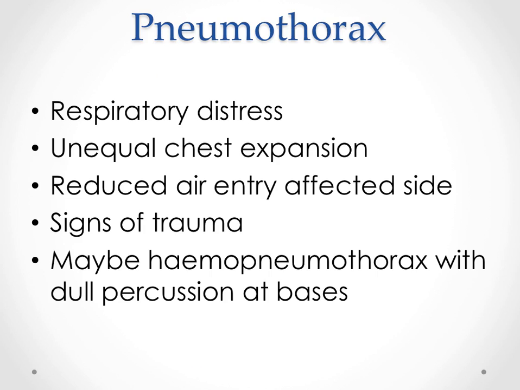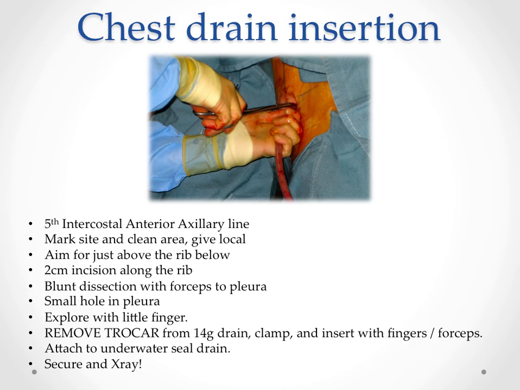If you suspect the patient has a pneumothorax, the signs may be one of a trauma patient with respiratory distress and unequal chest expansion on one side or the other, reduced percussion note and reduced air entry on one side or the other. If there is blood within the chest, you may get a reduced percussion note at the base of the affected lung. If you suspect a pneumothorax, you need to place a chest drain.